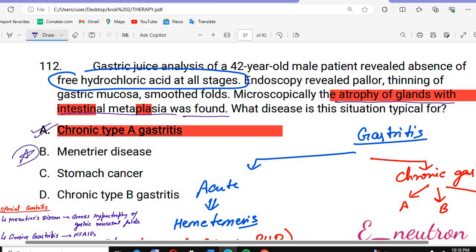Menetrier's disease, I told you, is gross hypertrophy of the gastric mucosal folds, and it is a pre-malignant condition.